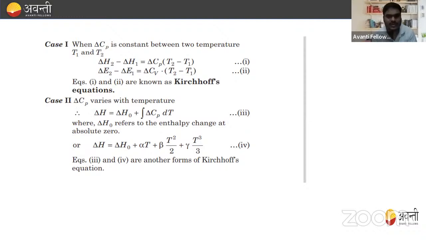Okay. So delta Cp varies with the temperature. How will we show that? We know that delta H is equal to H naught plus the integral of Cp dT, where H naught refers to the enthalpy change at absolute 0 Kelvin, when the temperature is absolutely 0. So delta H is equal to delta H naught plus alpha T plus beta T square upon 2 plus gamma T cube upon 3. So equations 3 and 4 are another form of Kirchhoff's equation, as we can show how the temperature is related to the enthalpy.